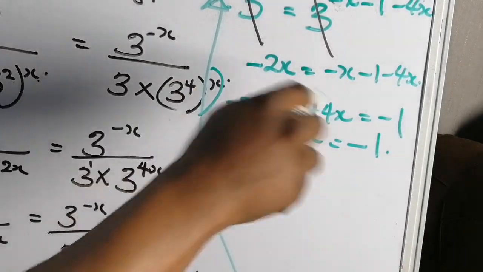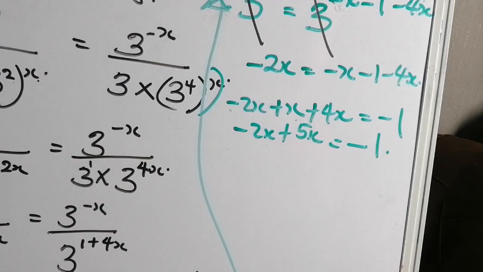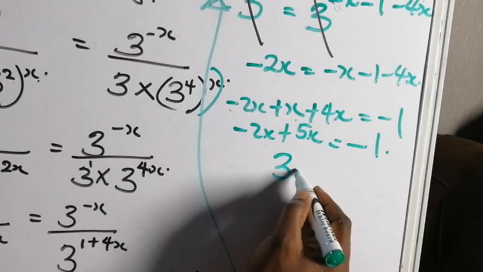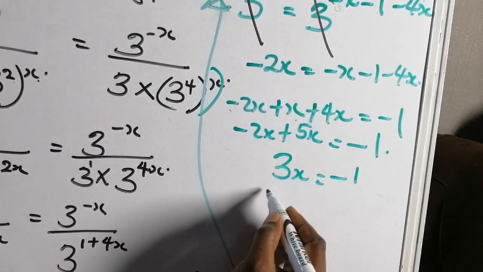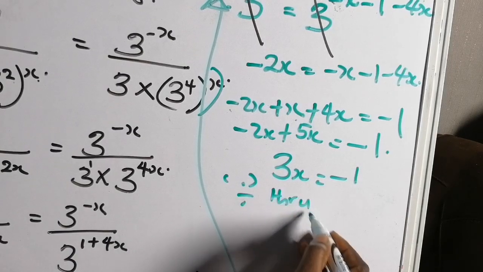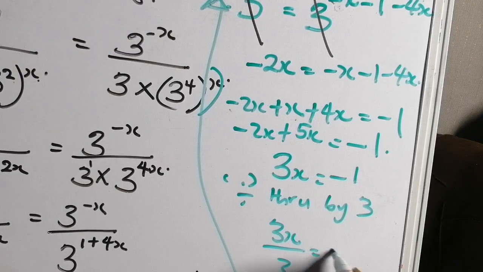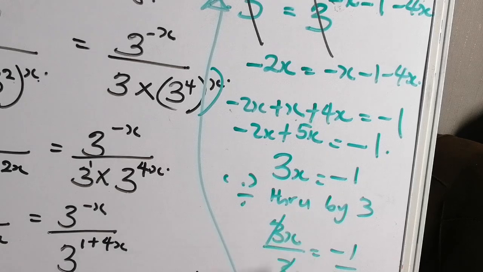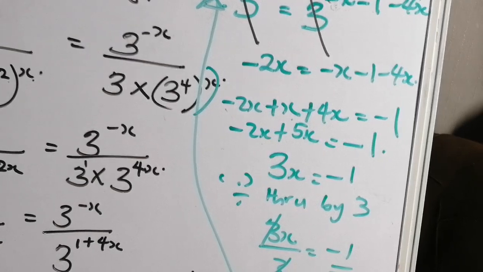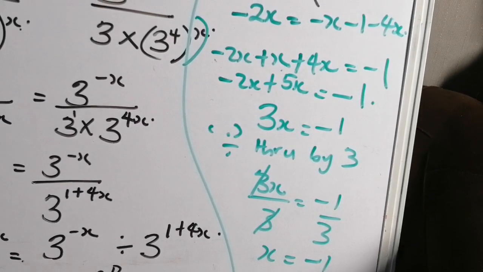1 plus 4 is what? 5x. Now, if you look at this very well, minus 2 plus 5x. If I have 5 naira and I give you 2 naira, it means I'm going to have 3 naira. So minus 2x plus 5x is what? 3x equals minus 1. So divide through by 3. So it means 3x over 3 equals minus 1 over 3. So 3 will cancel 3. x equals minus 1 over 3. It's as simple as that. So that is the value of x.